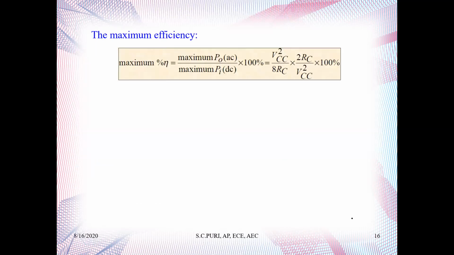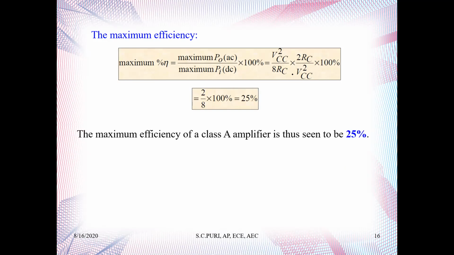Now talking of maximum efficiency. Maximum efficiency is equal to maximum AC power output by maximum DC input into 100%. So we equate the values with what we have got in the previous slide, and eventually we get the maximum efficiency to be nearly 25%. The maximum efficiency of a class A amplifier is thus seen to be 25%.